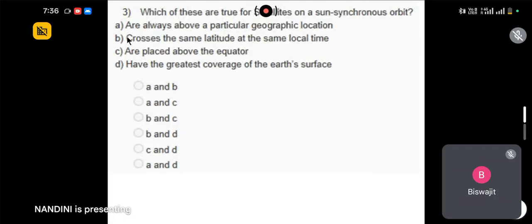Now, which of these are true for satellites in a sun synchronous orbit? Do you know what a sun synchronous orbit or sun synchronous satellite is? Geostationary satellites give you data over a particular geographic location. The geostationary satellite moves along with the Earth. It gives you data only over a particular location.